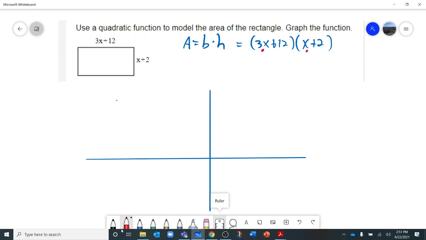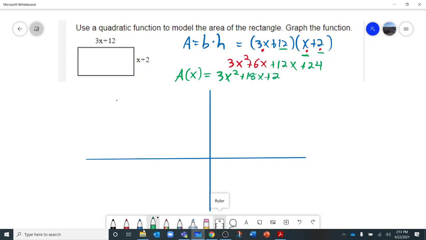3x times x gives us 3x squared. And 3x times 2 is 6x. And then 12 times x is 12x. And 12 times 2 is 24. And so our function, which we're just going to call A of x, area based off of x, is equal to 3x squared plus 18x plus 24. And that would be the function part. Fairly easy.